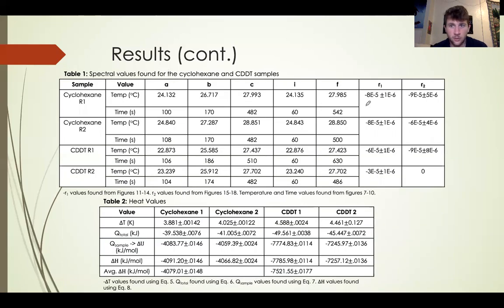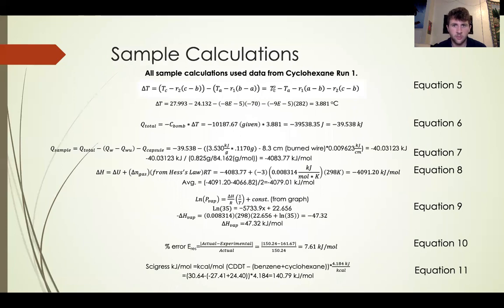All of these values are included. Both the temperature, the time, and the R values for each of the runs are included in this table here. These are each of the individual values. These were then used in the determination of the change in temperature. That's through this equation right here: Tc minus Ta minus R1 MSB minus R2 C plus B.